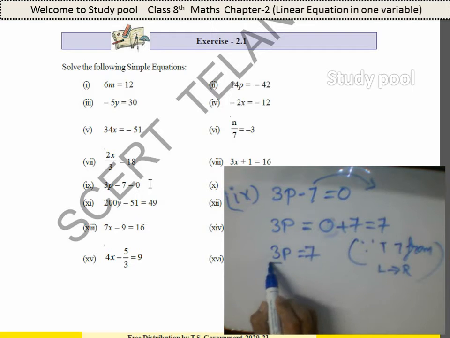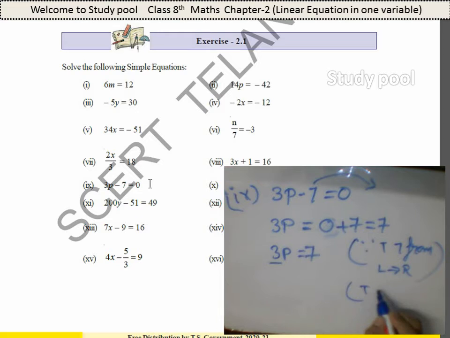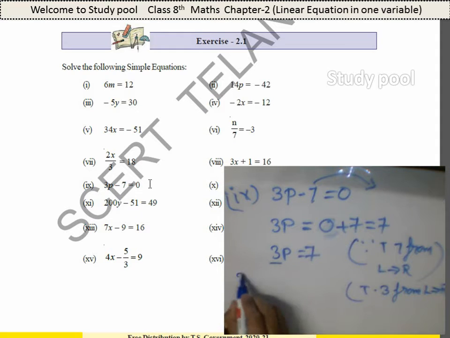So 3p is equal to 7 we got. Now again 3 is there, so transposing 3 from LHS to RHS, then p is equal to 7 by 3. So the p value is 7 by 3. We got this one. Got it? We'll do the next one.